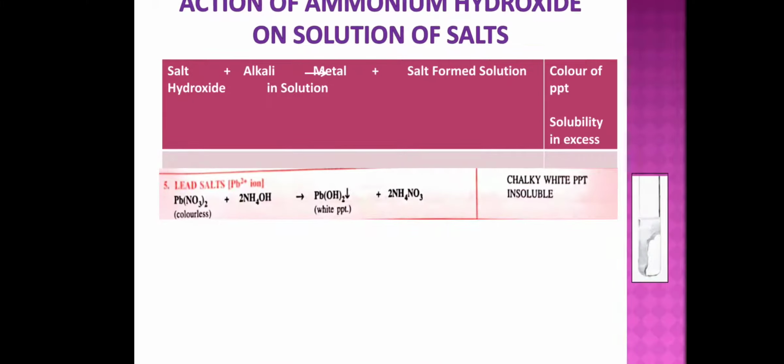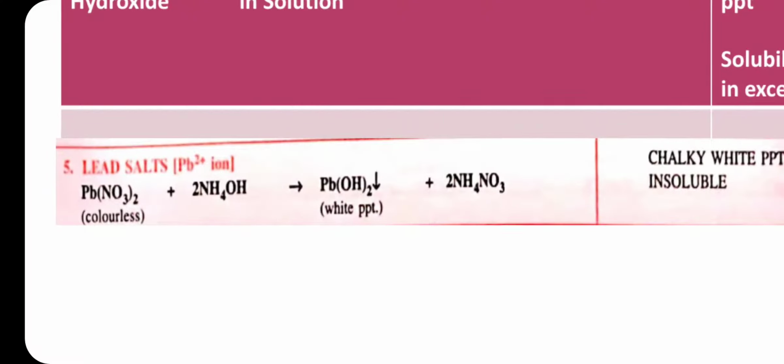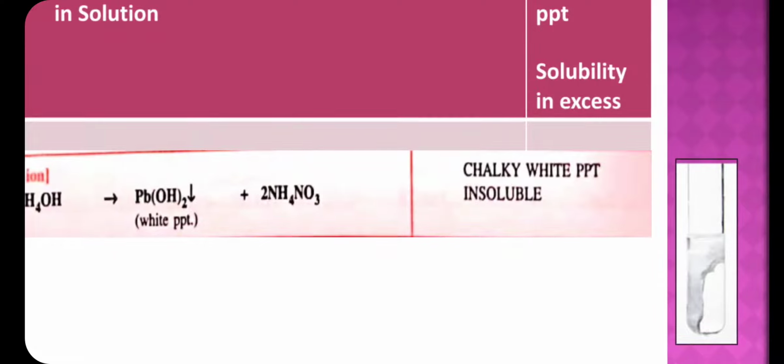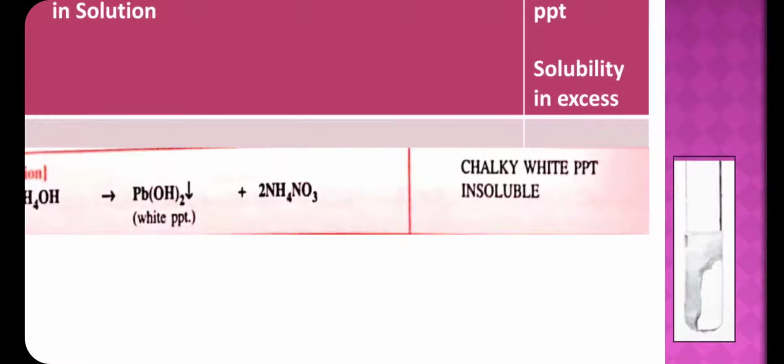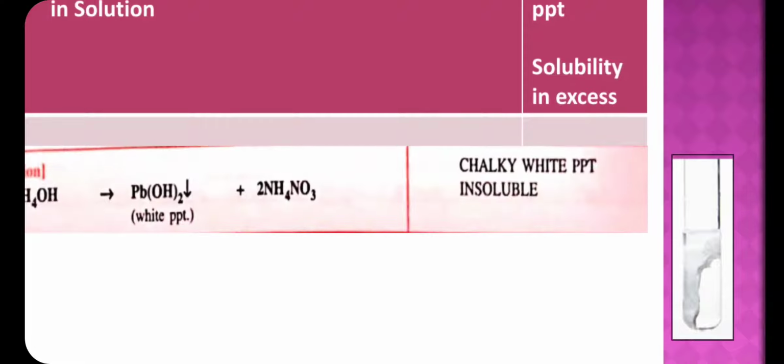Now let's see the lead salt. A lead salt like lead nitrate, when made to react with ammonium hydroxide, gives us lead hydroxide, which is a white precipitate. It's a chalky white precipitate of lead hydroxide. This precipitate is insoluble in excess of ammonium hydroxide. So if excess of ammonium hydroxide is taken, this precipitate will not dissolve.